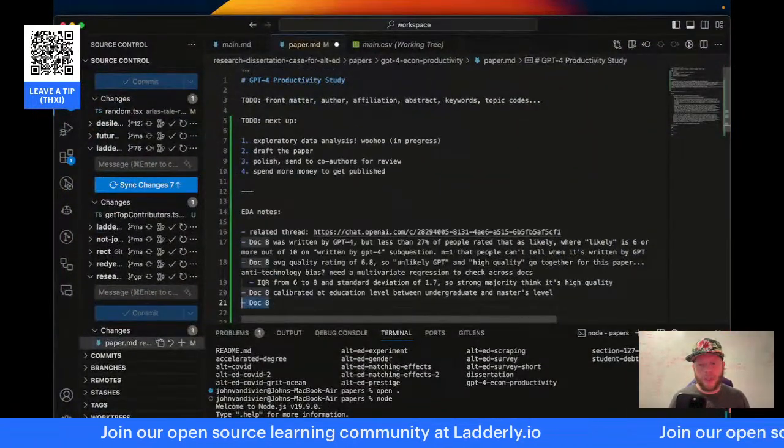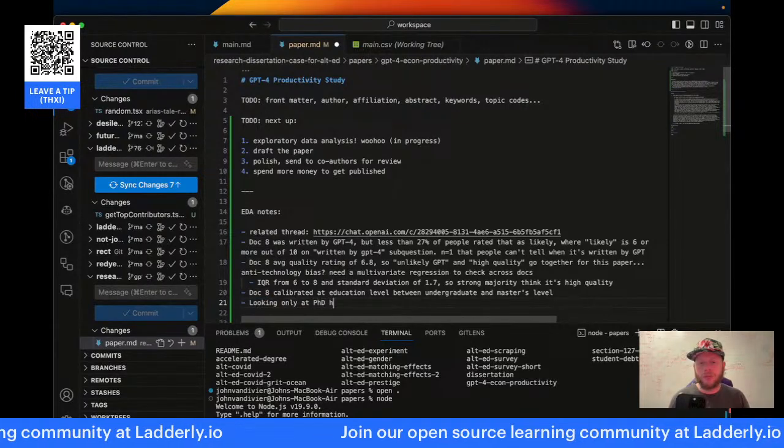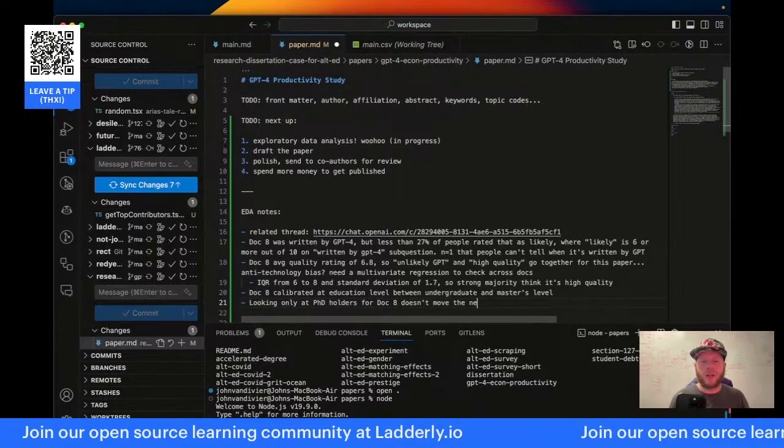Doc 8, looking only at PhD holders for Doc 8, doesn't move the needle.